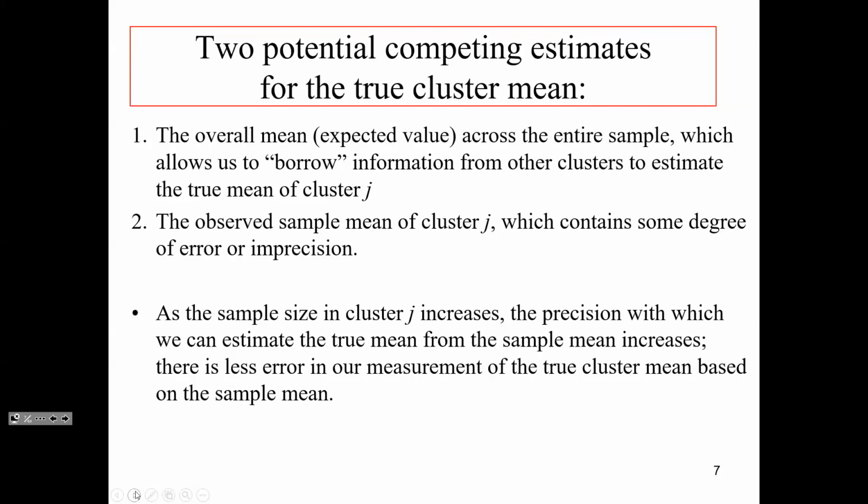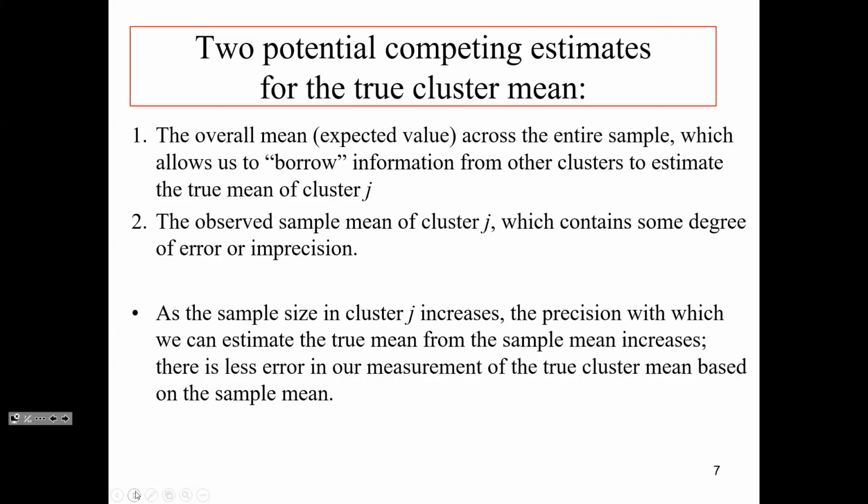Now, I only sampled one person and I got a really high score. So maybe I might think the school mean might be a little higher than the overall average. That might be a reasonable thing to think, but I'm not going to think that it's 1600, right? So I've got these two competing estimates for what the true mean should be. One is basically based on the model, and one is based on the information I have from that cluster.